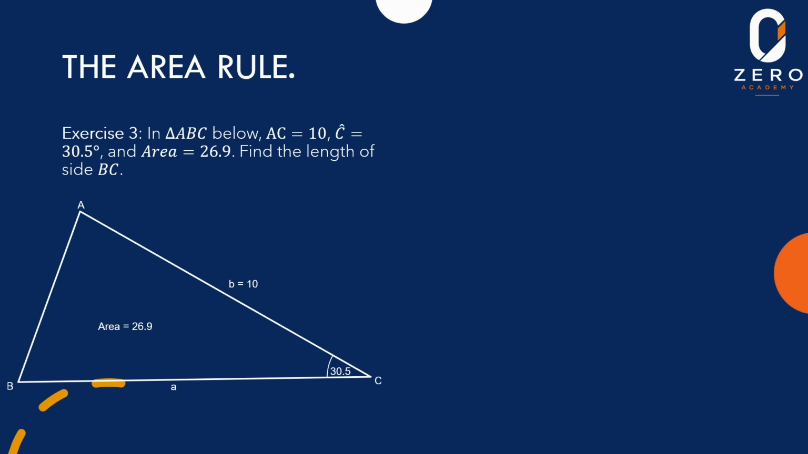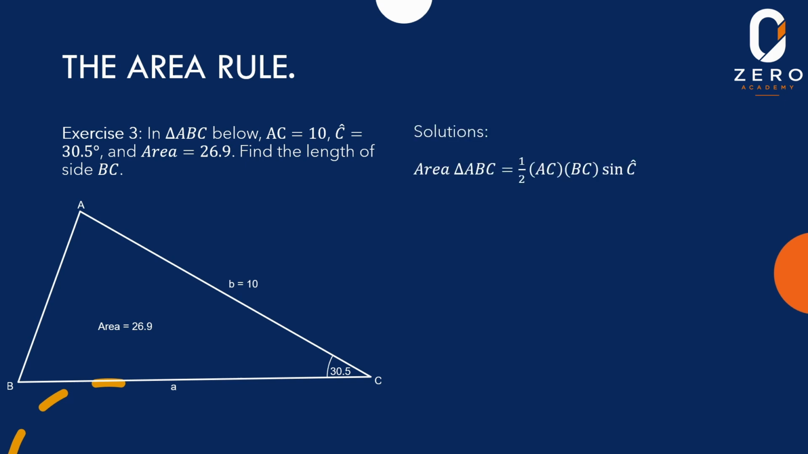Now let's take a look at the last example under this section. In triangle ABC below, AC is equal to 10, angle C is equal to 20.5 degrees, and the area is equal to 26.9. Find the length of the side BC. This time around, we're given one side, one angle, and an area, and we're asked to find the second side.